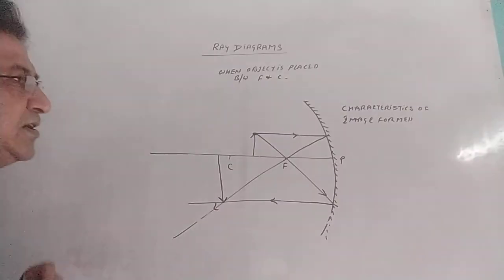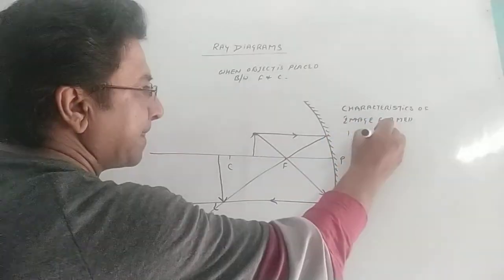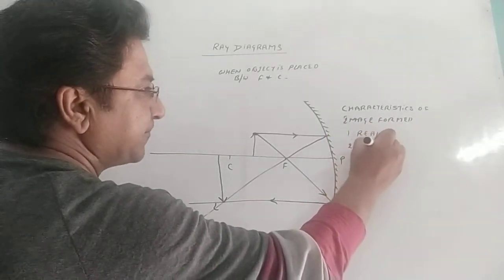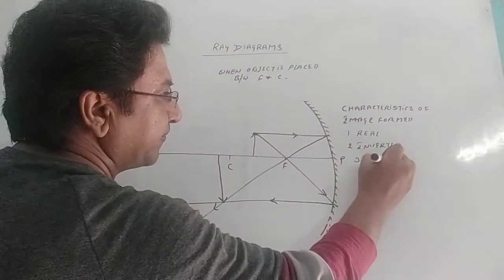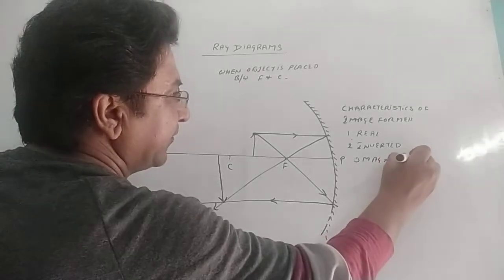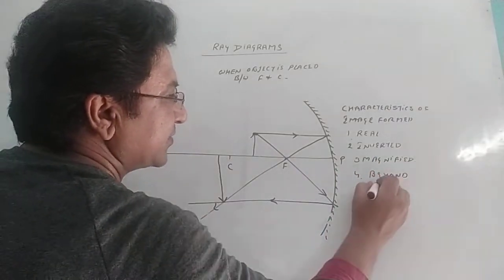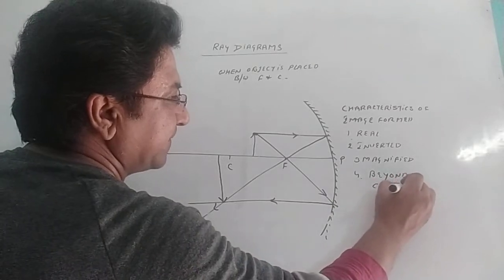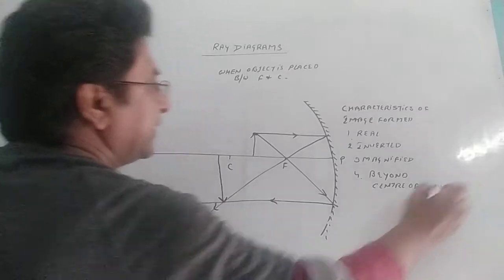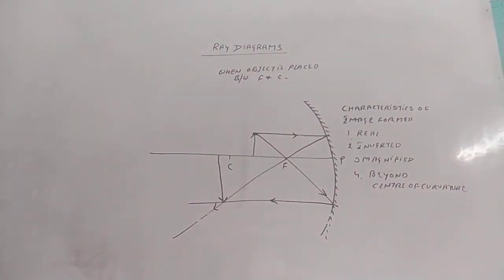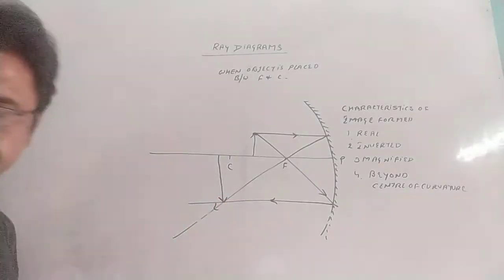These are characteristics. So image formed is real, inverted, magnified. Where is it forming? Beyond center of curvature. Okay. So this is the third ray diagram. Let's go for the fourth one.